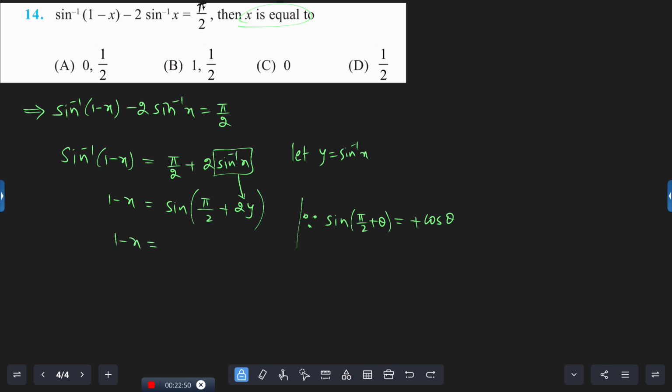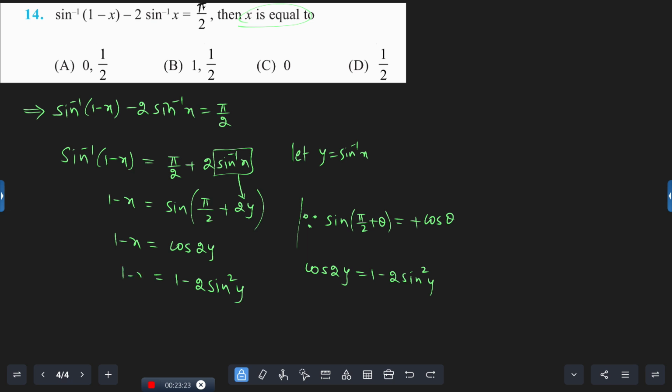So 1 minus x is equal to cos 2y. But we need to find the x value; we don't want y. Y means sine inverse. We have the cos 2y formula: 1 minus 2 times sine square y. Do you remember that? That we can use. Then 1 minus 2 times sine square y.